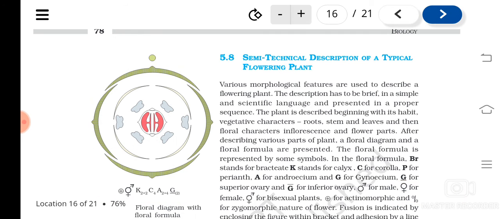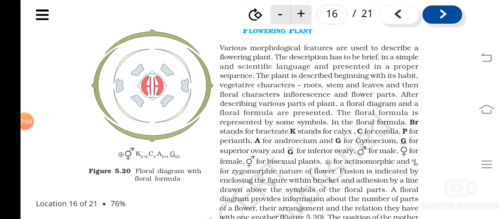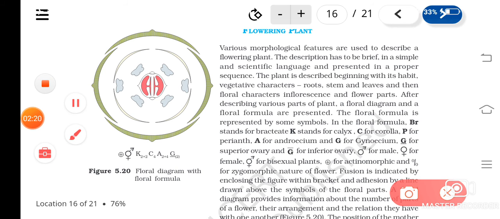Floral formula, I said, is represented by certain symbols. For example, in the floral formula, br means the flower is bracteate. Do you remember what is bract? Leaf like structure at the base of the flower, isn't it? So if we are writing br, what do we mean by that? The flower is having bracts, or it's a bracteate flower.